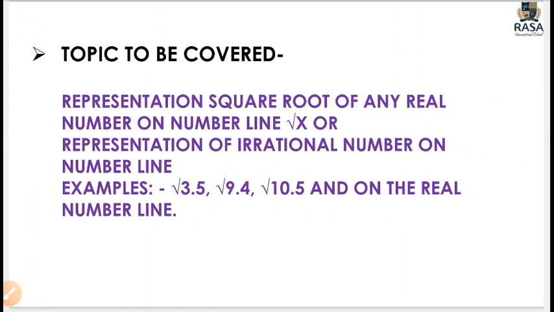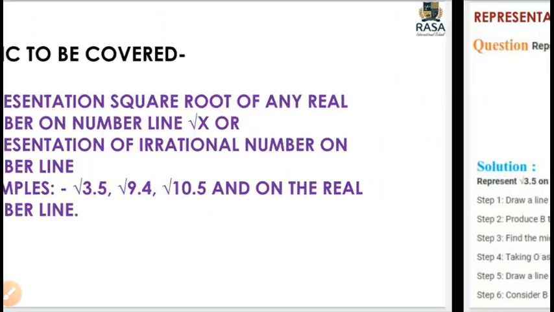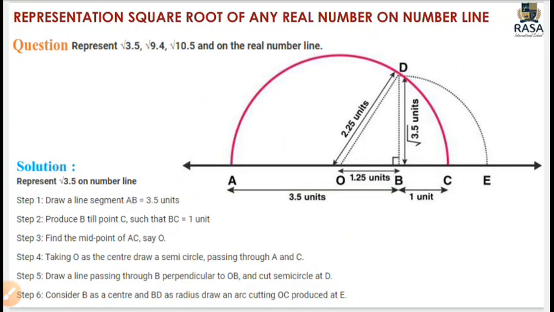Example, square root of 3.5, square root of 9.4, square root of 10.5. As we take the square root of these numbers, we will find they are irrational numbers because 3.5, 9.4 and 10.5 are not the perfect square of any number. So we can start with the first question, that means we have to represent square root of 3.5 on the number line.